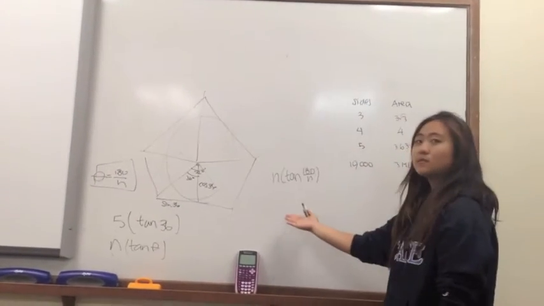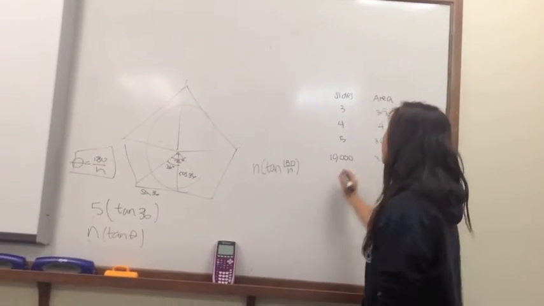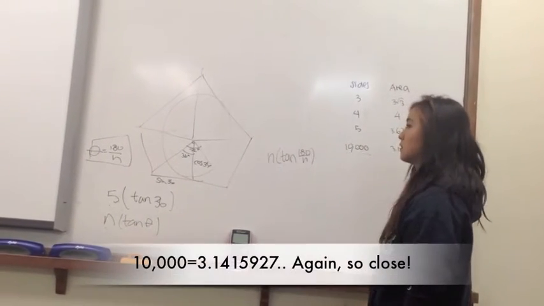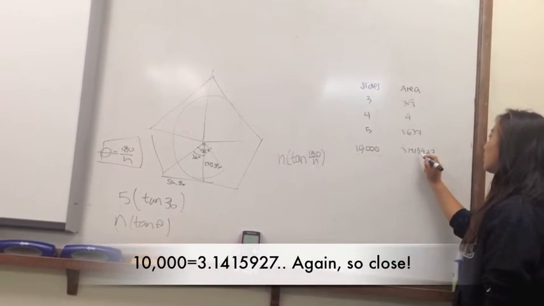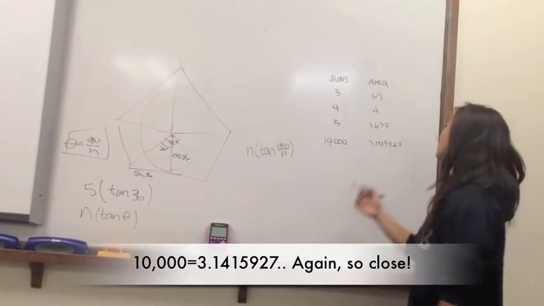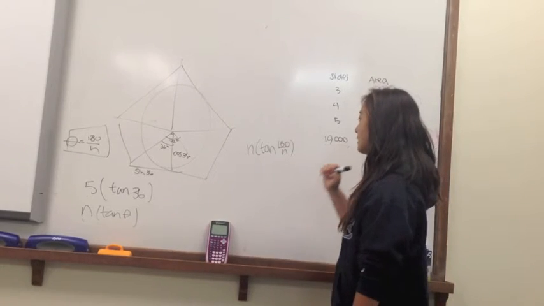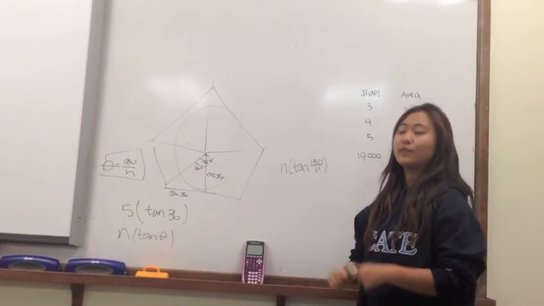We can prove that this will equal pi because we plug in 10,000 one more time, lots of sides, and that equals 3.141597, close to 26, which is pi. And that is how we have come to pi.